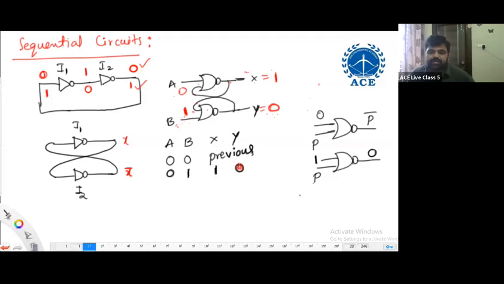Anyone has any questions? When you are applying 0, 1, for sure it becomes 1, 0. After that, there won't be any changes if you are not changing the AB inputs. It won't be changing.